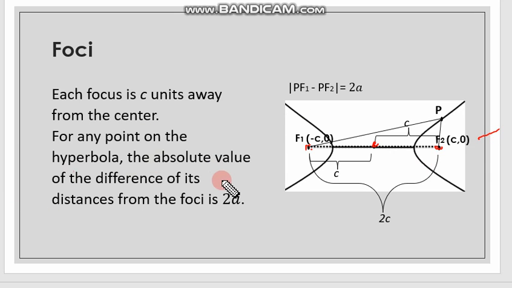So again, the definition: the distance from a point on the hyperbola to focus 1 minus the distance from that point to focus 2 is 2a, or its absolute value. So PF sub 1 minus PF sub 2 is equal to the absolute value of 2a.